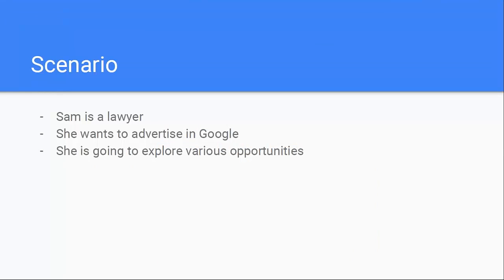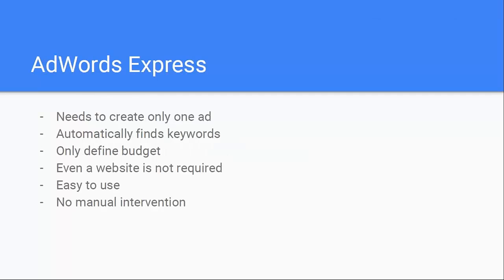Now, the entire presentation has been structured around a persona. It's Sam. She's a lawyer, and she wants to advertise in Google. We will explore various things that she does. We will try to learn from the mistakes that she makes and slowly refine her campaigns till we reach a perfect campaign structure. So the first option that she has is something called AdWords Express.